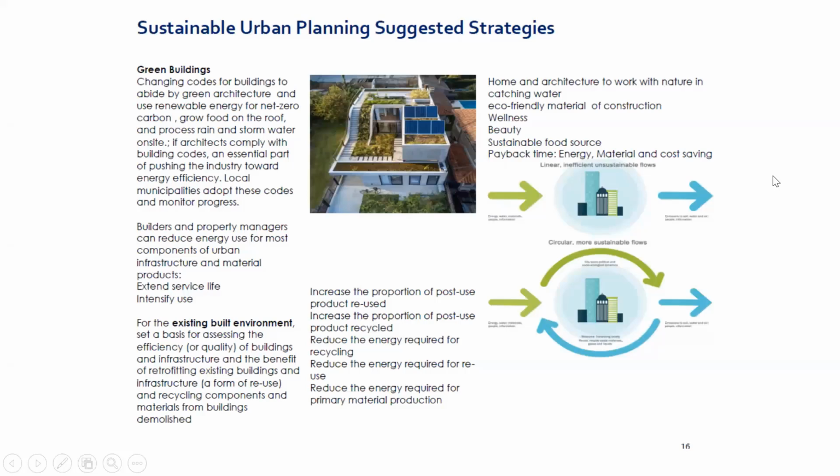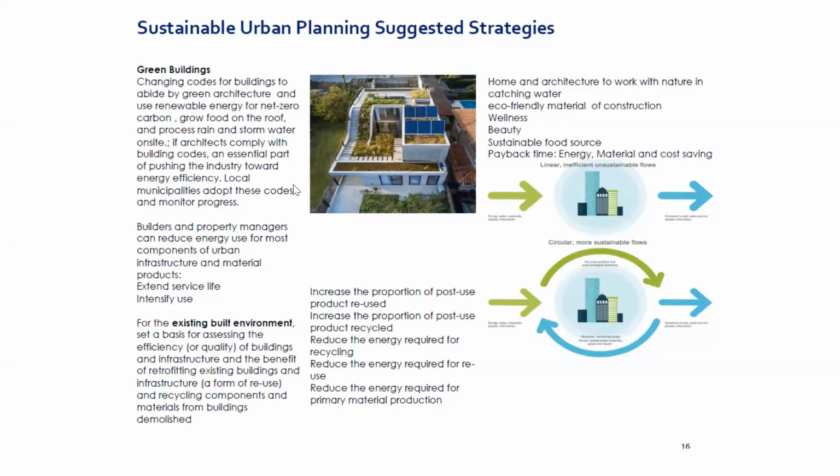Okay, so now on to some sustainable urban planning strategies for urban metabolism. And these are some of the suggestions that I have made for and in Jordan. So green buildings: changing codes for green buildings to abide by green architecture and use renewable energy for net zero carbon, grow food on the roof, process rainwater and stormwater.